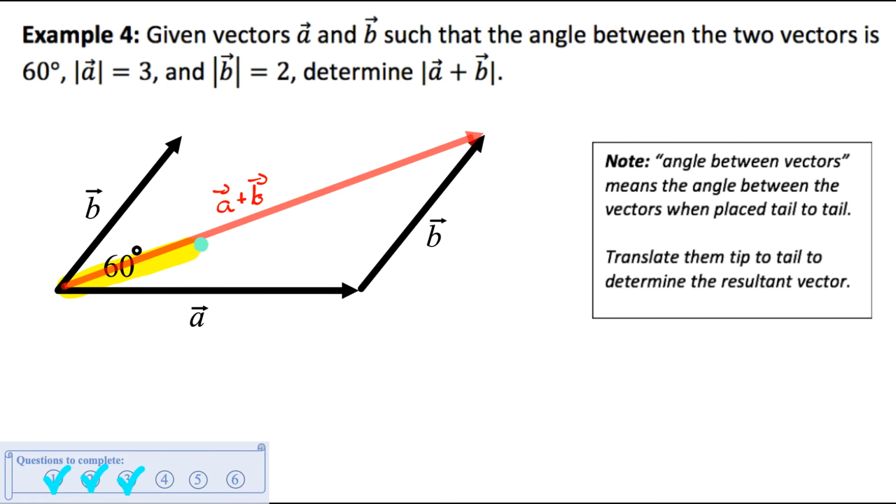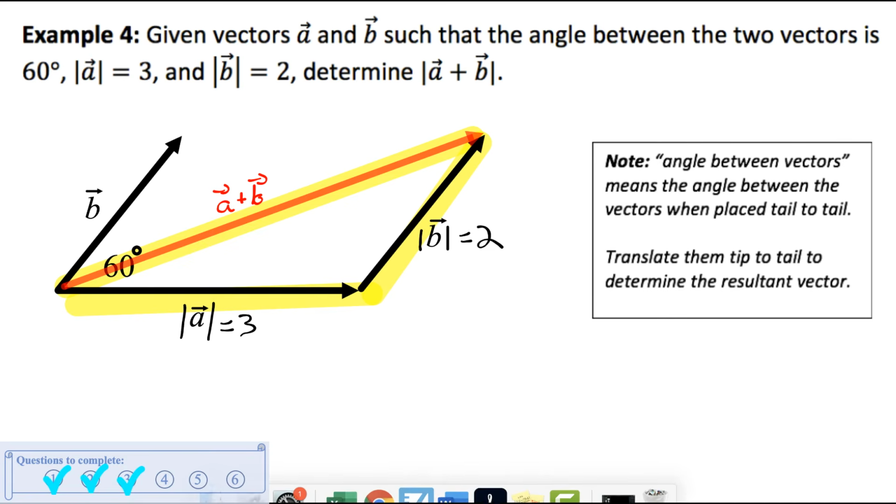So to find the length of this side, I'm going to have to use some trigonometry rules. First thing, let me make sure I have labeled everything we know. I know the magnitude of A is 3, and the magnitude of B is 2. So in this oblique triangle, I know two sides, but I don't know any of the angles yet.